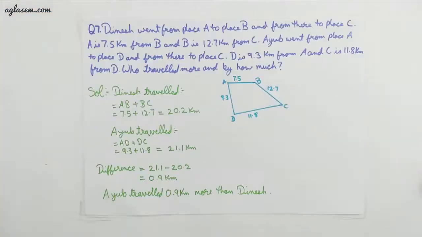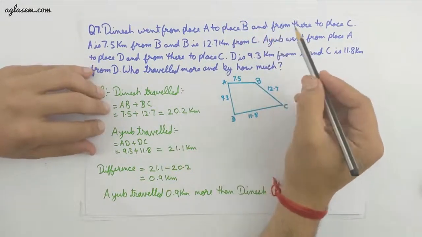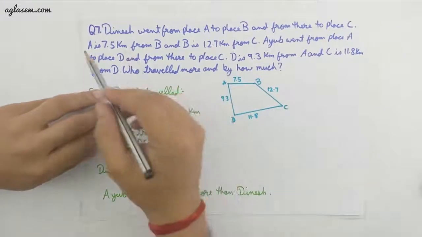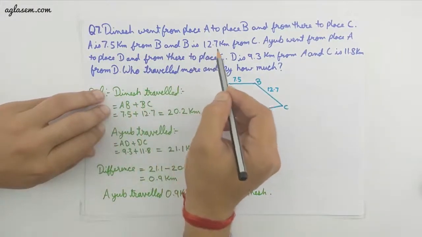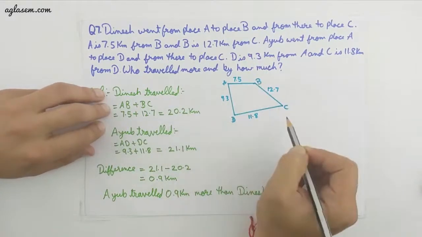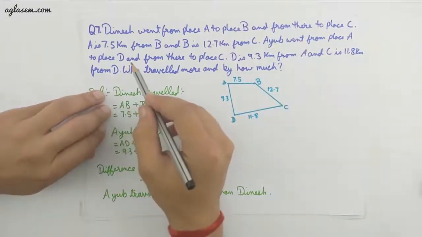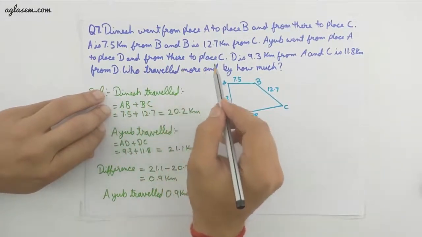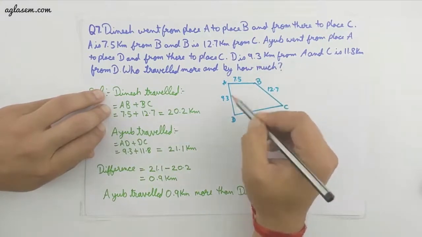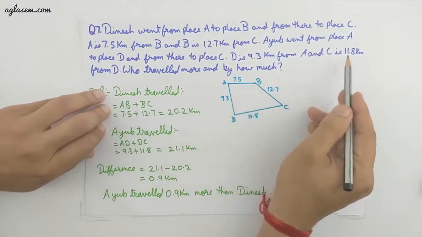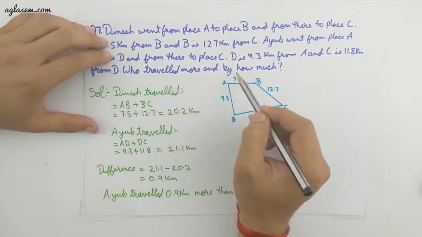Moving to the seventh question of this exercise, that is, Dinesh went from place A to place B and from there to place C. A is 7.5 km from B and B is 12.7 km from C, as you can see. Ayub went from A to place D and from there to place C. D is 9.3 km from A and C is 11.8 kilometers from D. Who traveled more, and by how much?